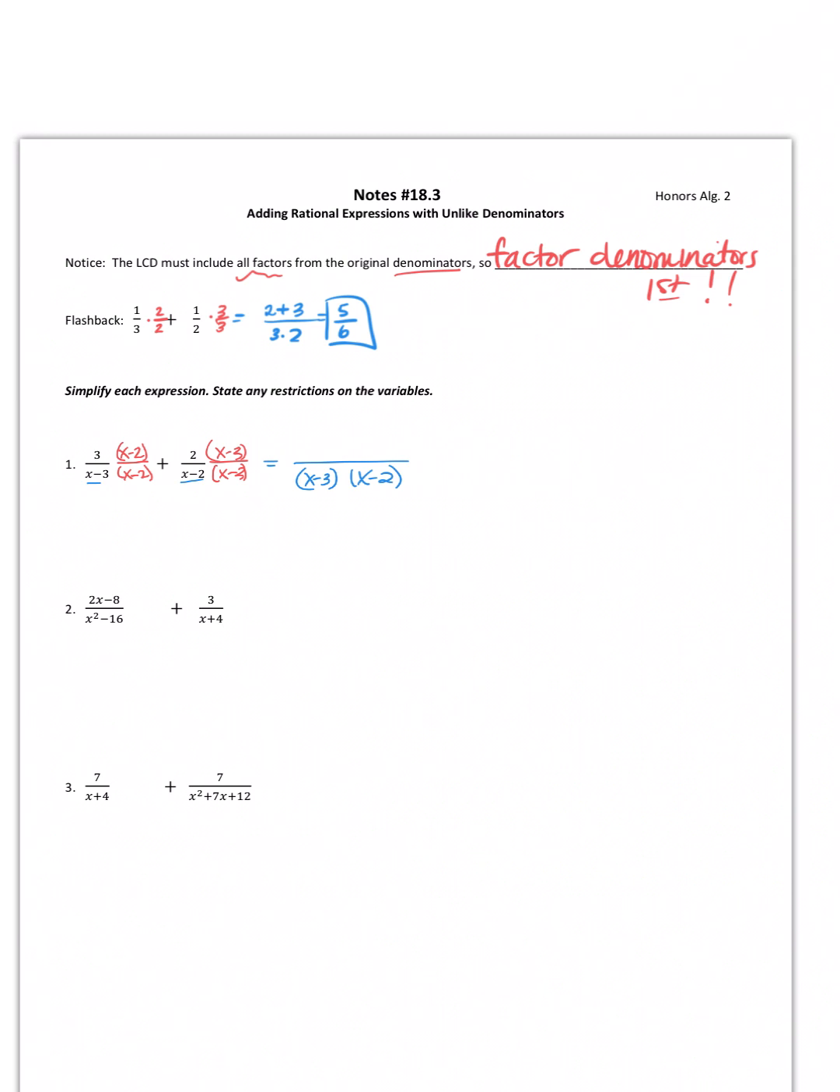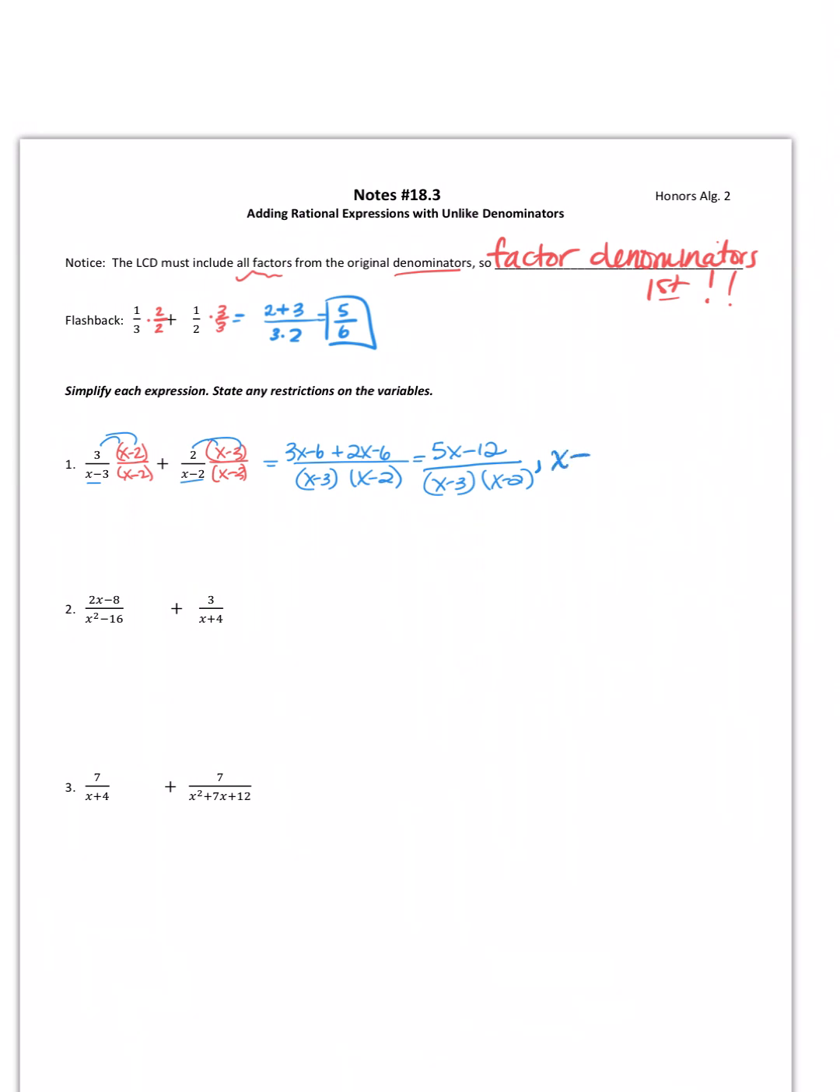And then you're going to be distributing. It's just distributing across each of these, okay? So we'll have 3x minus 6 plus 2x minus 6. So when I clean that up, I will have 5x minus 12 over x minus 3 times x minus 2. And then I make sure, can I reduce anything, GCF the top? None of that works on this one.